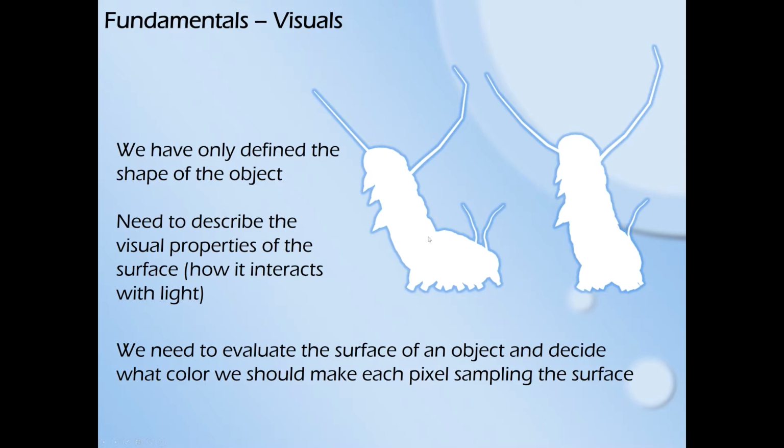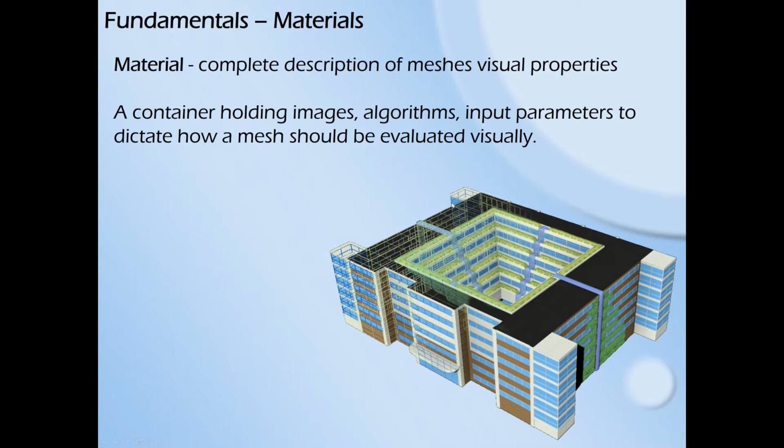Now this has only defined the shape of the object and has absolutely done nothing to define the visual properties or the surface of that object. If you had no light in the scene, you'd end up with this flat shaded object or caterpillar we see right here. To describe how this object should look, we really need a material, which is a complete description of the visual properties of that object.